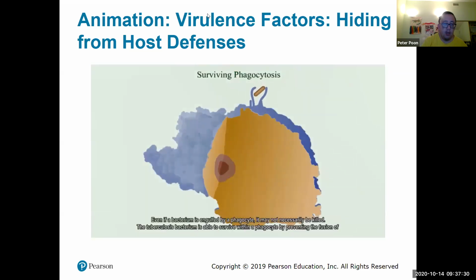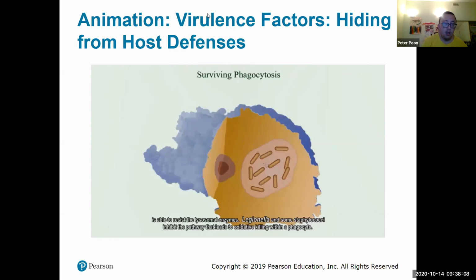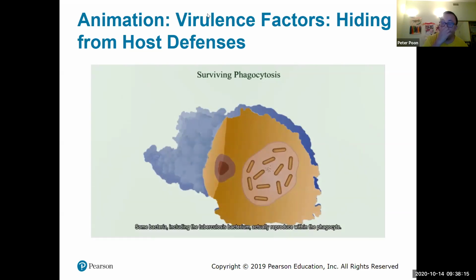Even if a bacterium is engulfed by a phagocyte, it may not necessarily be killed. The tuberculosis bacterium is able to survive within a phagocyte by preventing the fusion of lysosome and phagosome. This keeps the digestive enzymes away from the bacterium. Bacteria such as Shigella and Listeria can actually escape the phagosome and live within the cytoplasm of the phagocyte. Even if the phagosome does fuse with the lysosome, some microbes are not affected by lysosomal activity. Leishmania, a protozoan, is able to resist the lysosomal enzymes. Legionella and some staphylococci inhibit the pathway that leads to oxidative killing within a phagocyte. Some bacteria, including the tuberculosis bacterium, actually reproduce within the phagocyte.